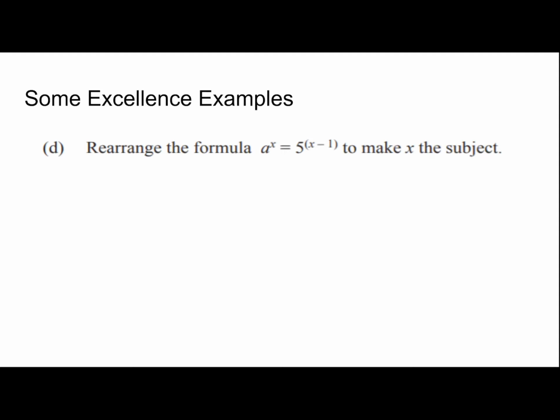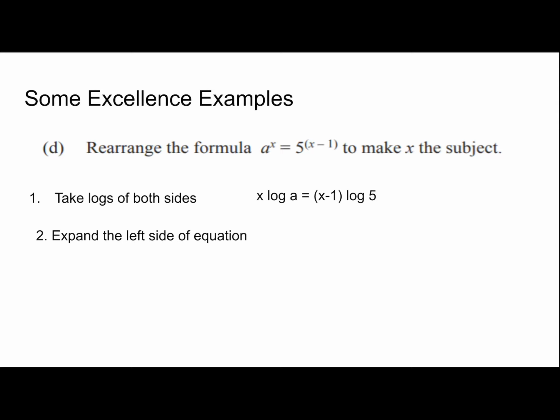So it says D, rearrange the formula a to the power of x equals 5 to the power of x minus 1 to make x the subject. Okay, so in this question, the first thing we need to do is take the logs of both sides, because we have a to the power of something and 5 to the power of something. We don't like that, okay? We want x at the bottom, so we take logs of both sides. So we can say x log a equals x minus 1 log 5. Basically, that's just our log rule, okay? Log of both sides rule.